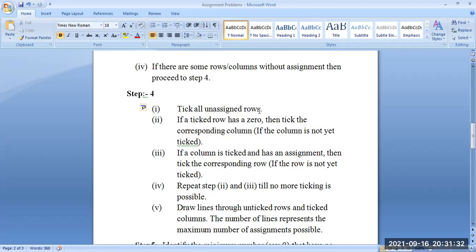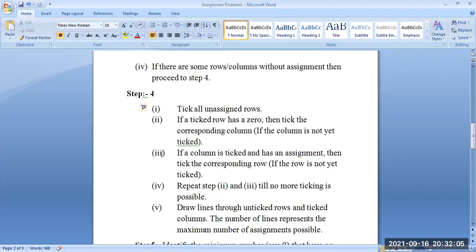असाइंड रो कौन सी होंगी? जिनमें 0 असाइंड होगा. So we check row 1, row 2, row 3, row 4 if it is a 4x4 matrix. Suppose 4th row में कोई भी असाइनमेंट नहीं है, so we tick it as unassigned. This is an unassigned row, so we tick that row. If the ticked row has a 0, अब 4th row हमने टिक की और अगर 4th row में कहीं आपको और 0 दिख रही है तो हम क्या करेंगे? 4th row में अगर 0 मिलती है तो we tick that column.